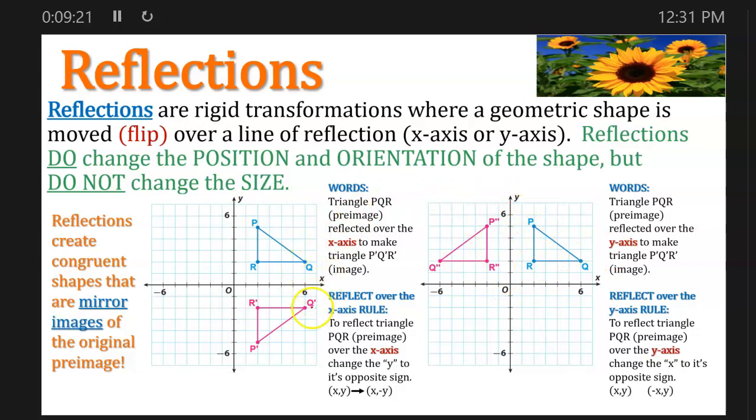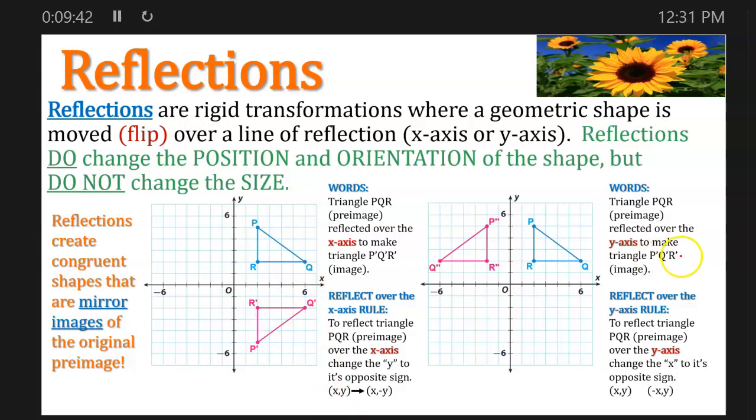Over here, the Q and the P are still on the right, and the R is on the left. But notice the R and the P did change places when it flipped over this x-axis. So the P is now not on top, it's on the bottom down here. So again, when that happens, that's changing its orientation as well as its location.